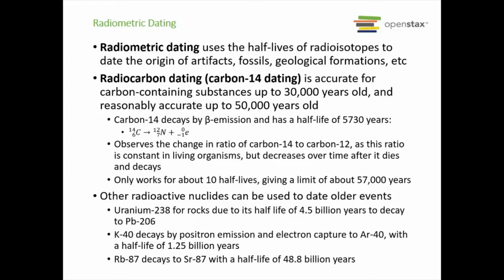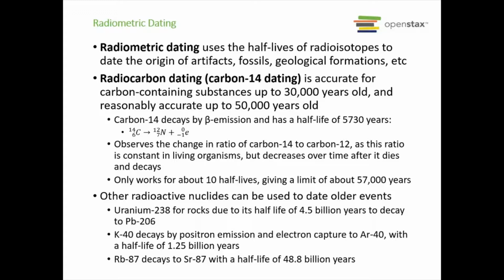Okay, so radiometric dating. This uses the half-lives of radioisotopes to date the origin of artifacts, fossils, geological formations, etc. The most common that most of us have heard of is radiocarbon dating or carbon-14 dating. And this is for carbon-containing substances, very accurate up to 30,000 years old, reasonably accurate around 50,000 years old. So what's happening is carbon-14, which does naturally occur but in a very, very small amount, decays by beta emission and has a half-life of 5,730 years.